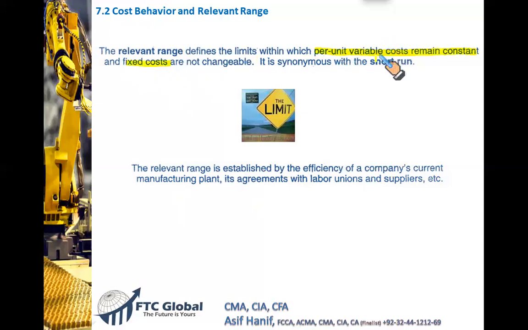And of course, it will happen just for the short run, because in the long run, in the medium run, things change. Your fixed cost changes, your rent changes, your insurance premium changes, your depreciation figure may change, the salary of your production staff may change. But in the short run, within the relevant range, we will observe two things. Your variable cost per unit would stay the same, and your fixed cost in total would stay the same, right?